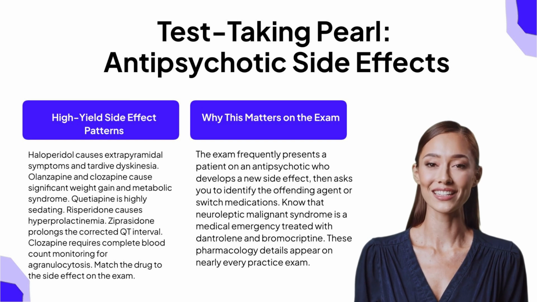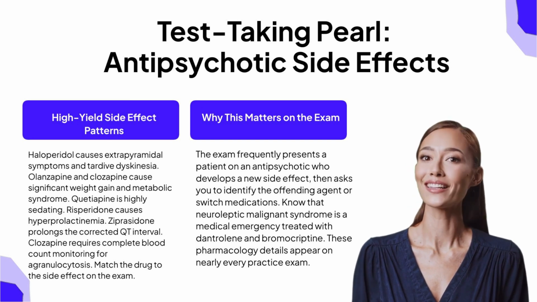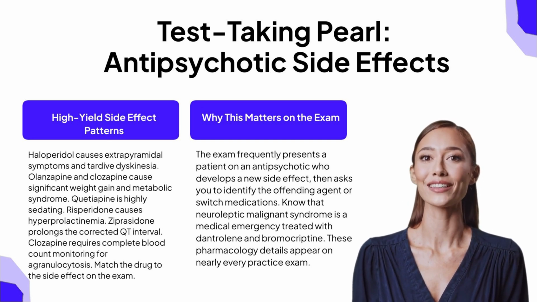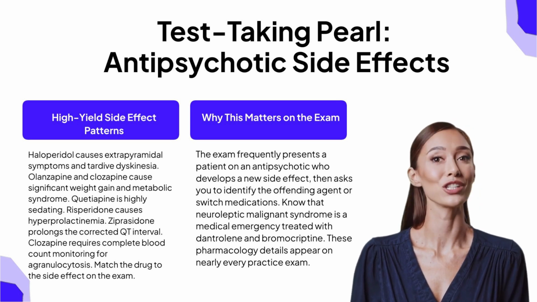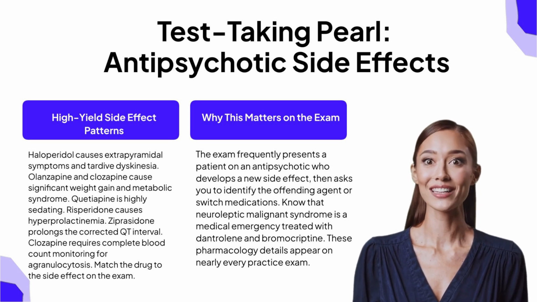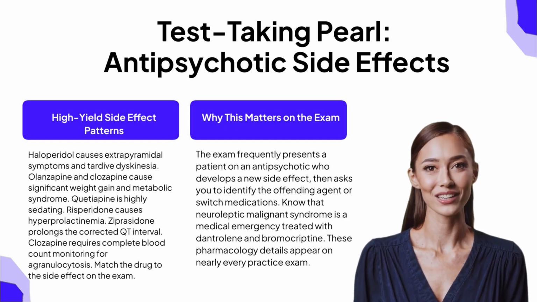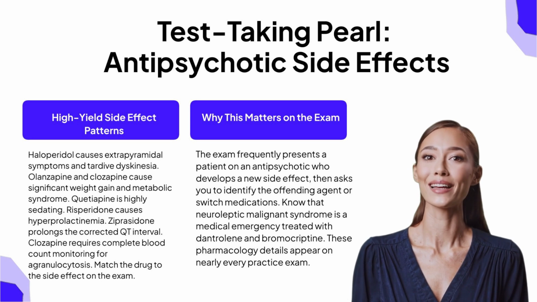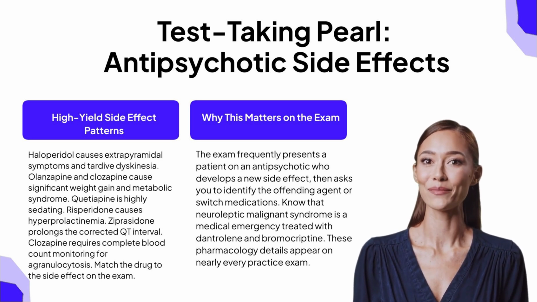Here is a critical test-taking pearl on antipsychotic side effects. The boards frequently present a patient on an antipsychotic who develops a new side effect, then ask you to identify the offending agent or choose the best alternative. Here are the high-yield pairings you need to know. Haloperidol is associated with extrapyramidal symptoms and tardive dyskinesia. Olanzapine and clozapine cause significant weight gain and metabolic syndrome. Quetiapine is the most sedating.